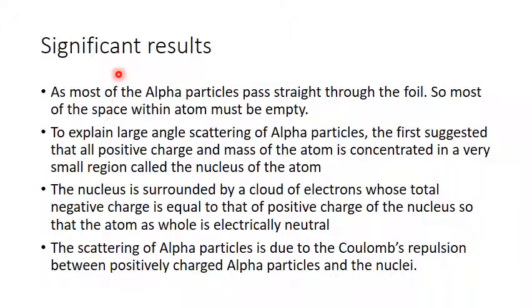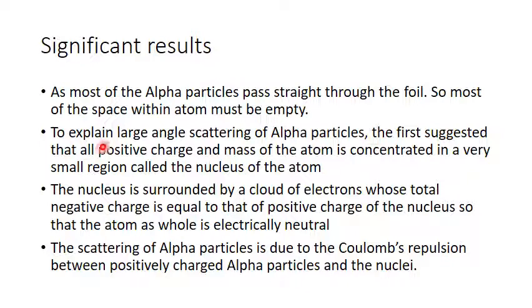So let us discuss some significant results they derived from this experiment. As most of the alpha particles pass straight through the foil, most of the space within the atom must be empty. As we have seen, most of the alpha particles pass undeviated. That means there must be a very large space inside the atom as compared to its constituents.